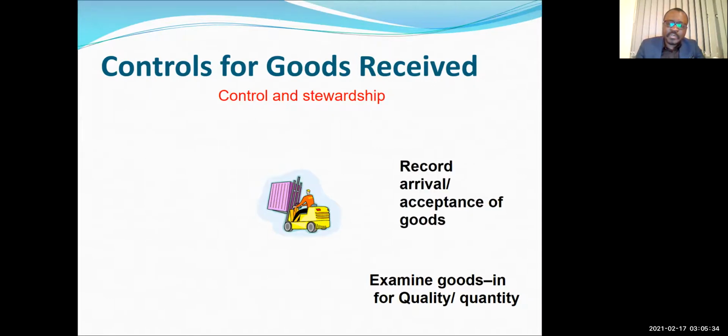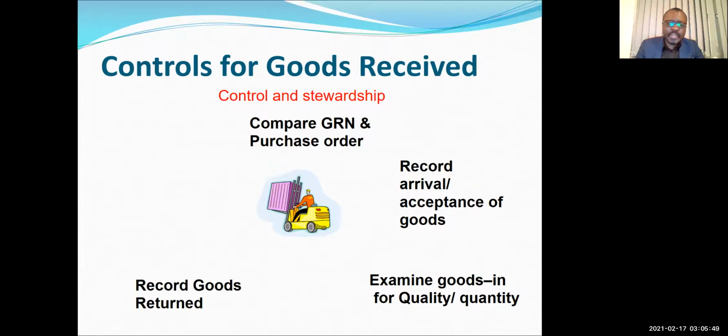Once the goods arrive, we need to record them. If we accept them into the warehouse, we need to record them. Compare the goods received notes to the purchase order, one part of the three-way match, okay? Is this what we really ordered? Okay. And then if there are goods which were defective and we've returned them, we need to record that as well. Are there any credit notes we've received, any discounts? We need to also reconcile it to the order we placed and the goods we have received.